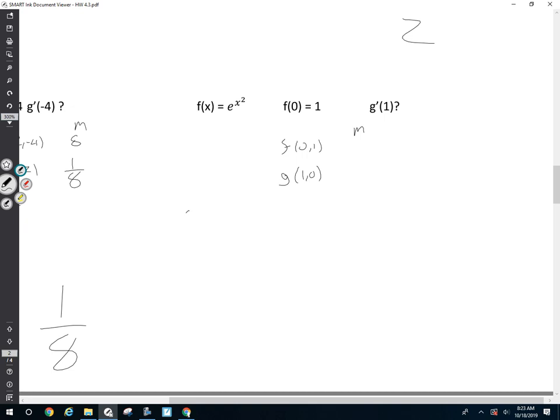So let's find the derivative of f at 0. This is a chain. It's got an outside and an inside. Practicing our derivative rules now with e to a power when we have a chain. The derivative is e to the power times 2x. So f prime is e to the x squared times 2x. F prime at 0 is e to the 0 times 0, which is 0. So the slope of g at 1, 0 would be 1 over 0, which is undefined.